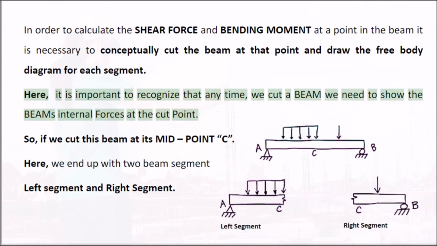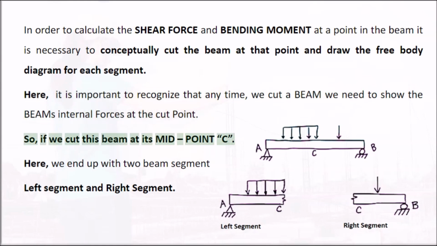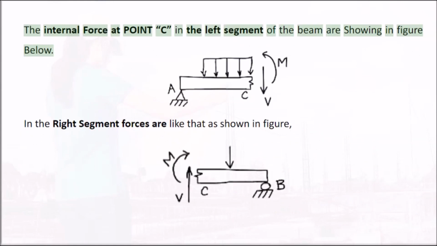Here, it is important to recognize that any time we cut a beam, we need to show the beam's internal forces at the cut point. So, if we cut this beam at its midpoint C, we end up with two beam segments, left segment and right segment. The internal forces at point C in the left segment of the beam are shown in the figure below. In the right segment, forces are like that as shown in the figure.